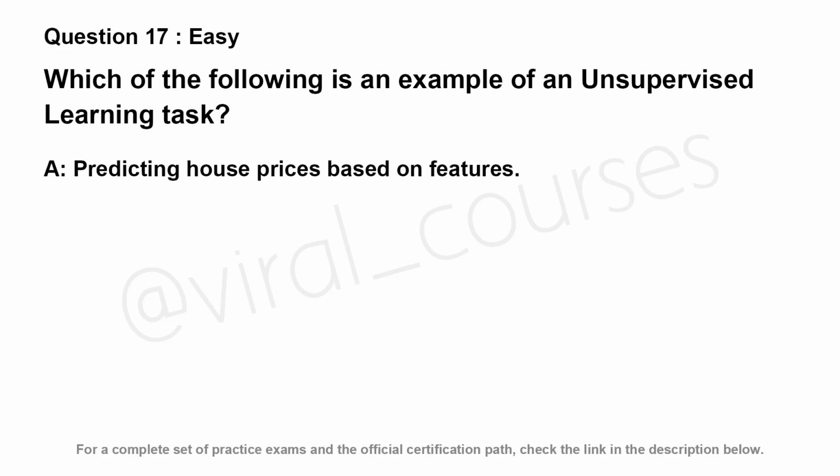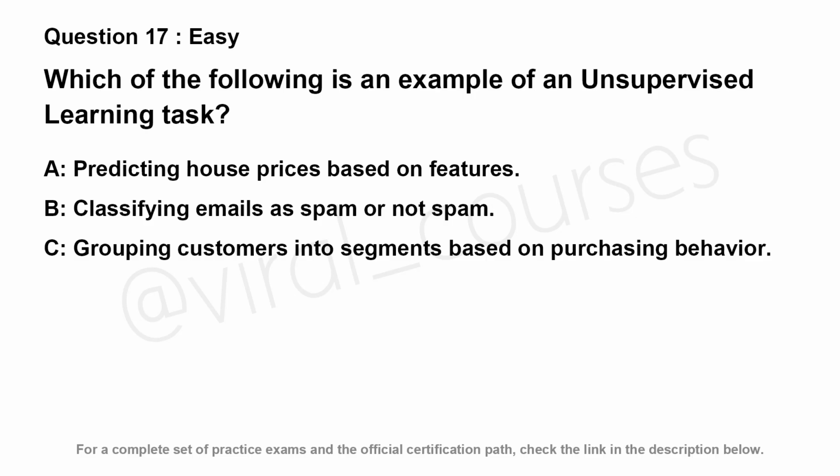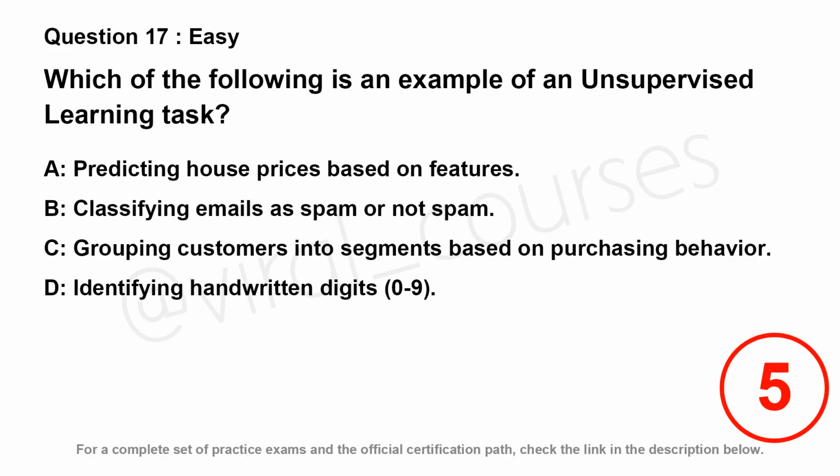Which of the following is an example of an unsupervised learning task? Option A. Predicting house prices based on features. Option B. Classifying emails as spam or not spam. Option C. Grouping customers into segments based on purchasing behavior. Option D. Identifying handwritten digits 0 to 9.